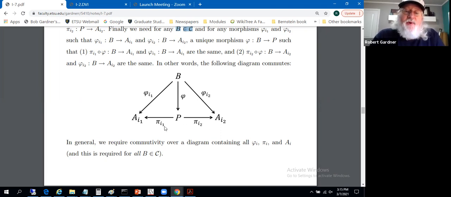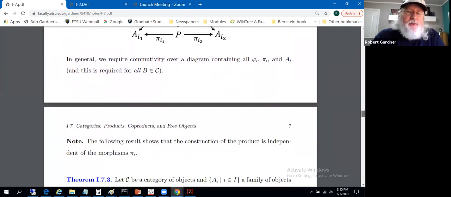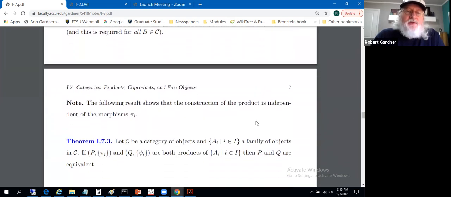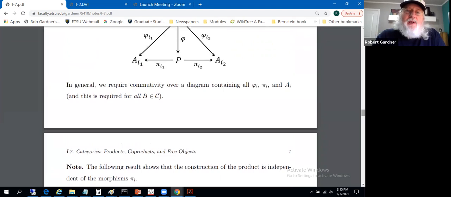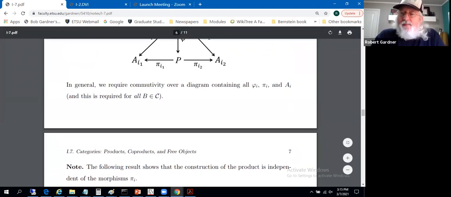where we get some freedom in the choices of these pi's that project the product onto the parts of it, as I've called it. So the following result shows that the construction of a product is independent of the pi sub i morphisms, independent of these things at the bottom. So at least there's that.